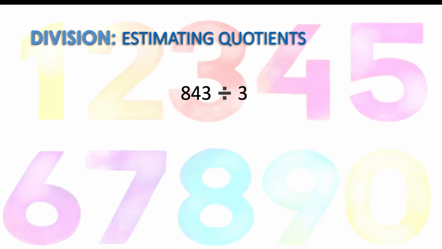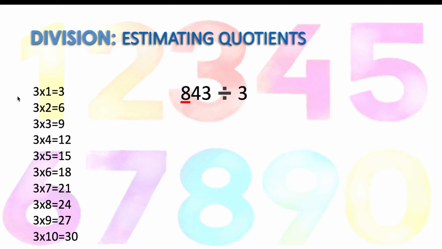How are we going to estimate? Let's say that we have this division, 843 divided by 3. What we're going to do is use the multiplication table of the divisor. 3 times 1 is 3, 3 times 2 is 6, and so on, until 3 times 10 is 30. Now we're going to take the first digit of the dividend, the big number.